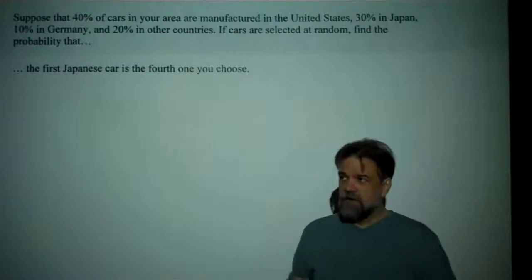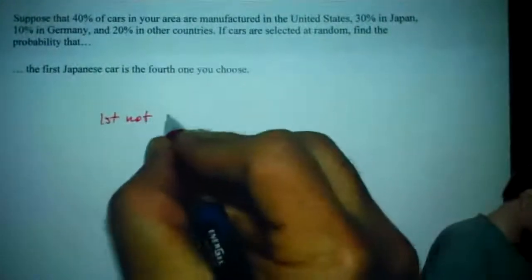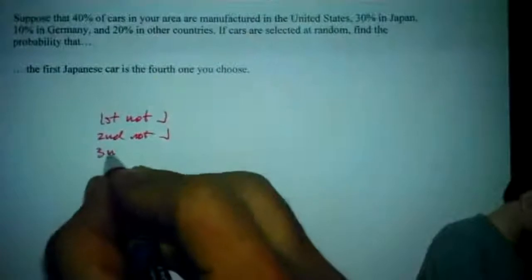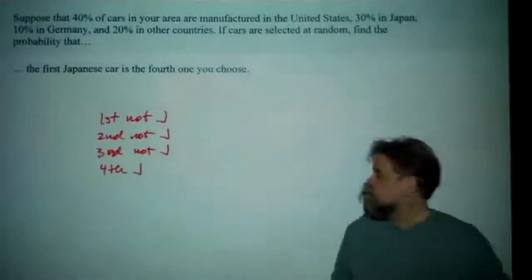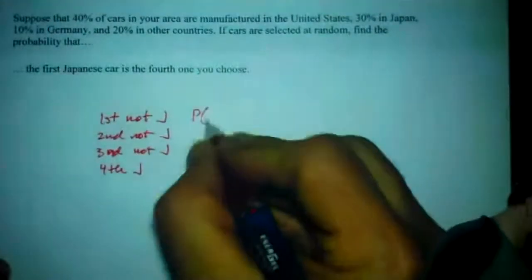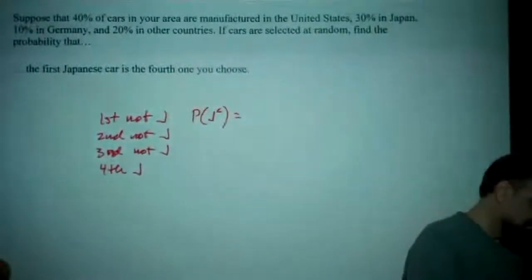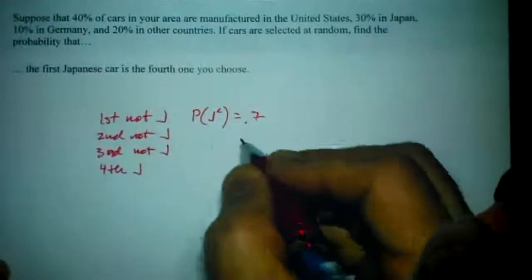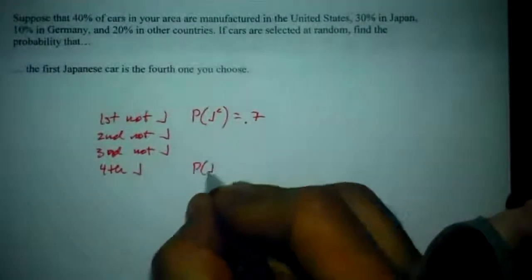Well, what that means is the first one is not Japanese. The second one is not Japanese. The third one is not Japanese. And the fourth one is Japanese. Okay? Well, the probability of the first car not being Japanese, that's the complement of J, is 1 minus J. And the probability of J was going to be 0.3, so that's going to be 0.7. And the probability of J, I said, is going to be 0.3.